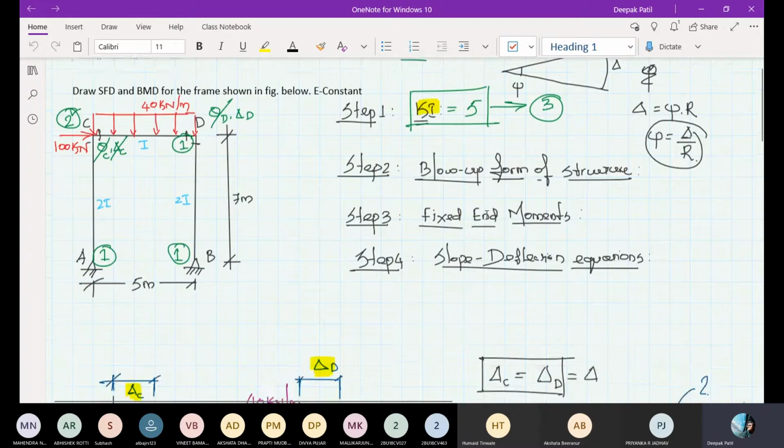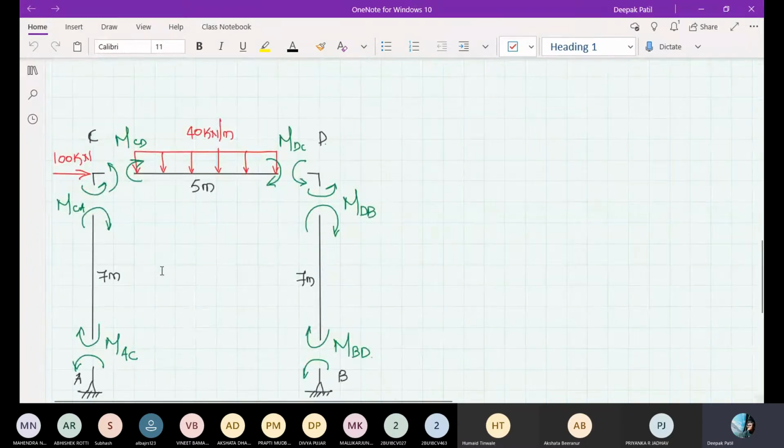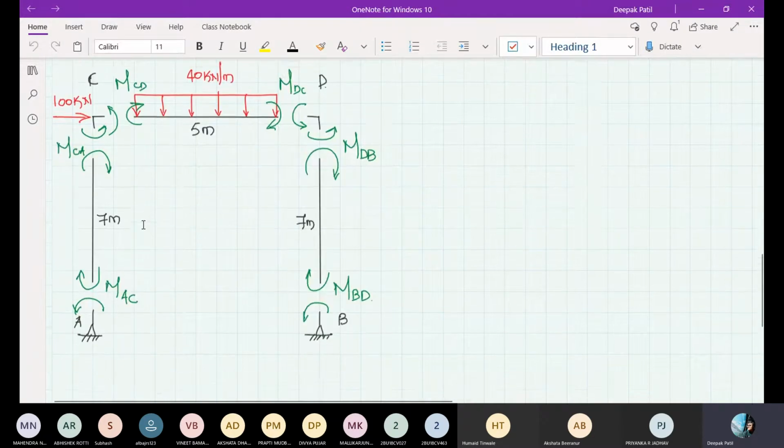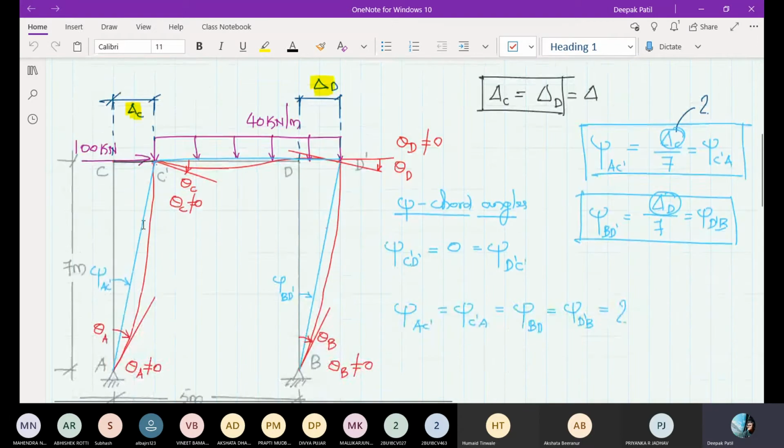Now step two, we drew the bow form of the structure. Simple. Everywhere you have to assume the clockwise movements, and on the other side you have to draw the anti-clockwise movement. This is a simple and basic step. Next, step three, we found the fixed end moments.